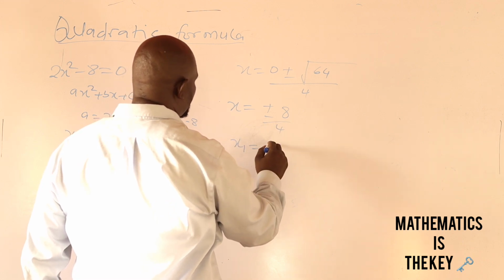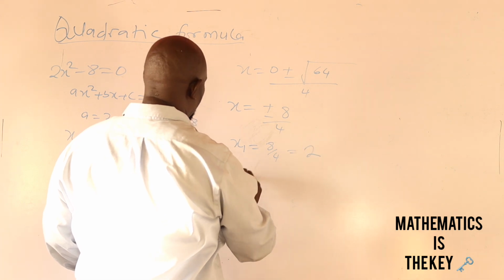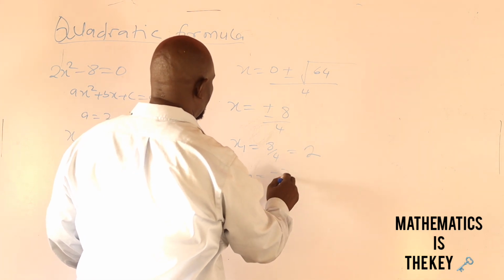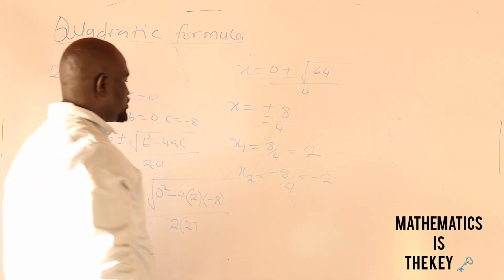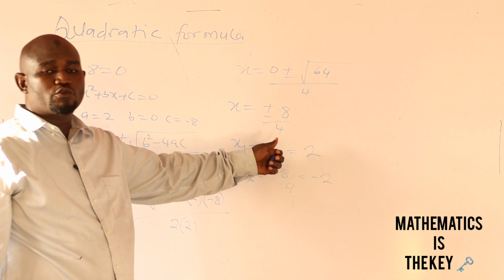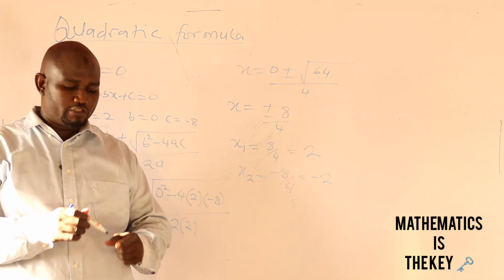So one of the roots is going to be 8 all over 4, and this is equal to 2, and the second root will be minus 8 all over 4, and this is equivalent to minus 2. So minus 2 and plus 2 are the solutions to 2x squared minus 8 is equal to 0.